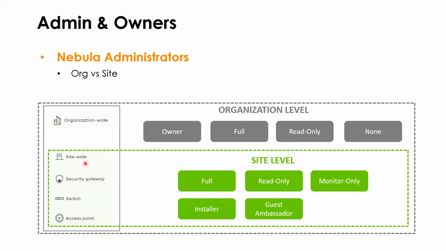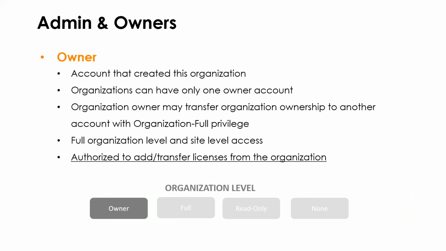If you want to have admin users that only have access to certain sites, say for instance you're giving the IT guy at a certain location access to Nebula so he can do some configuration or some monitoring, you would set the org level settings here to none. And then you would be able to go in on a site-by-site basis and set site level access. We'll go through that in a little more detail here.